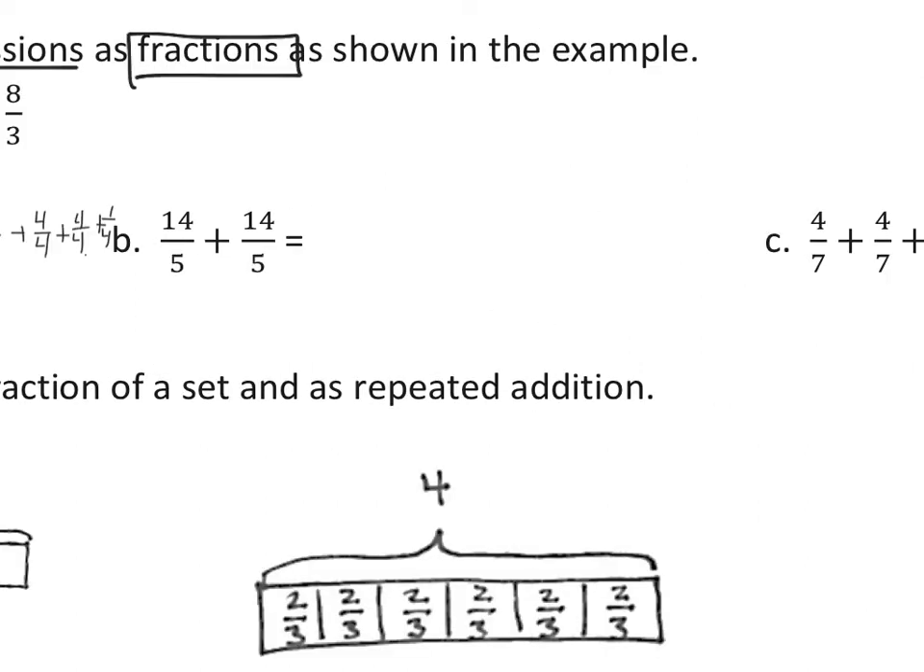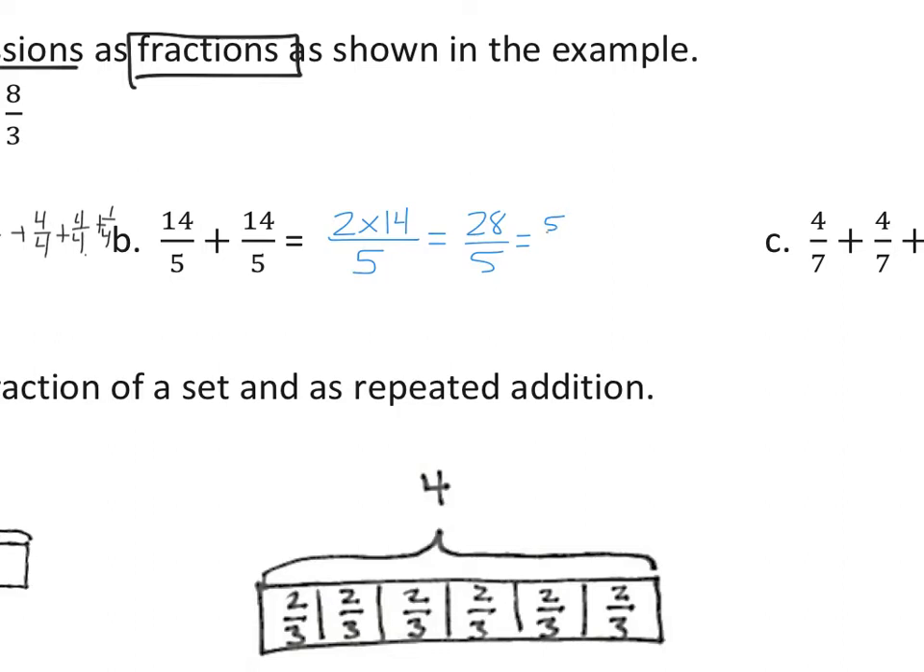All right, let's go to 1b. 1b, we have 14/5 plus 14/5. So that means our denominator stays the same, and we're going to multiply. There's 2 14s, so we're going to multiply 2 times 14, and that would give us 28/5. And now I can go ahead and pull out some wholes.